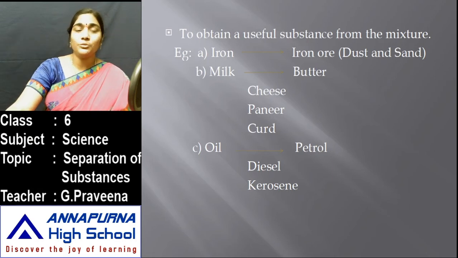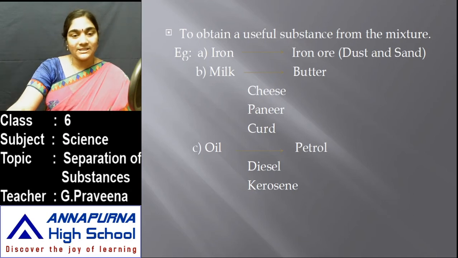Here a few processes are involved to separate these substances from the milk. So we get butter, cheese, paneer and curd, and also oil. You can see this oil is obtained in its crude form. It is a mixture of all the oils. So these are processed through a process known as fractional distillation, and we get useful substances such as petrol, diesel and kerosene.